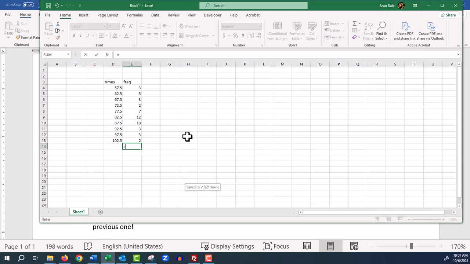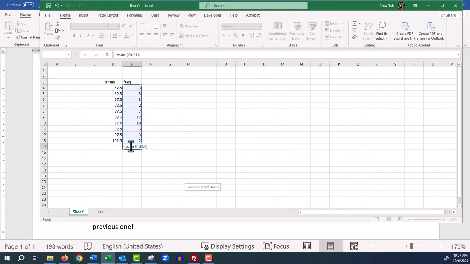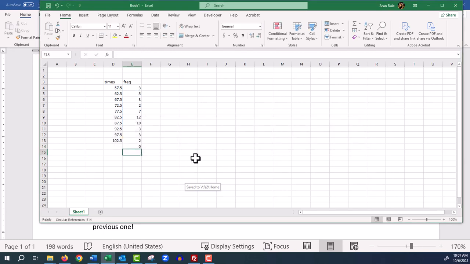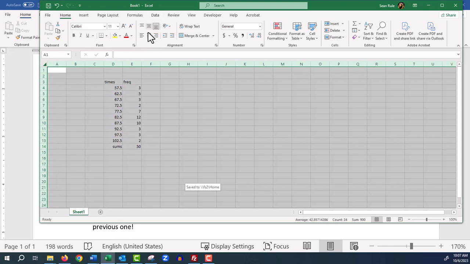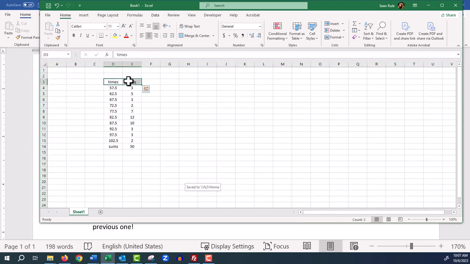All right, so I'm going to do a sum of those just so I know how many data points I've got to play with. Oops. Oh, sorry. Okay, I dragged the formula too far down. It should stop at E13, not E14. All right, so we've got 50 observations. That's what these numbers are. 50 observations in this column. All right, good stuff, good stuff.